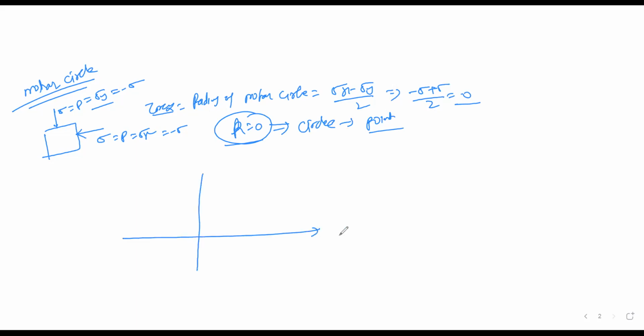To draw the circle, this side will represent the normal stress and this side will represent tau xy, the shear stress along the xy plane. The shear stress is 0, so the Mohr circle will convert to a point. So here I prove that the pressure is always due to the point of application of force.